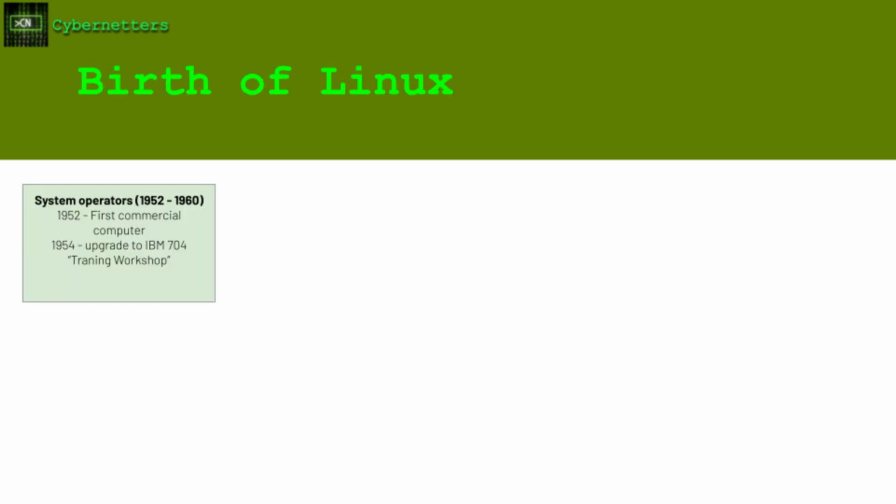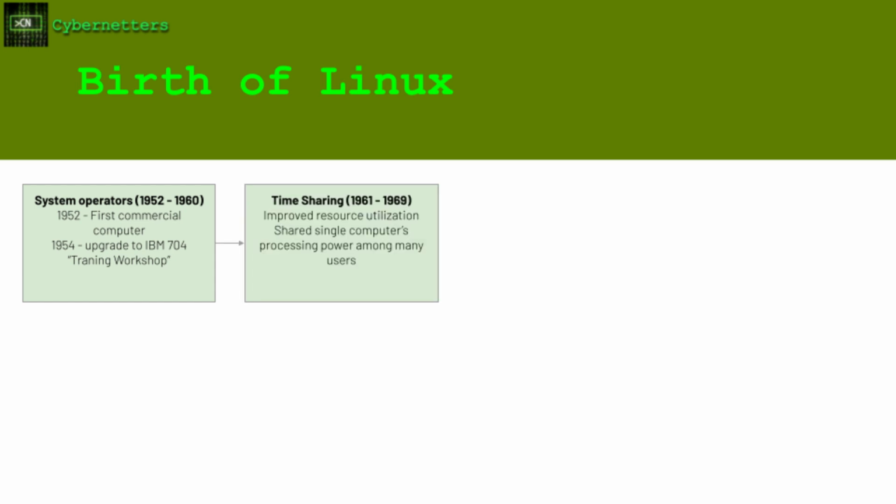Let's talk about the birth of Linux, which is deeply connected to the evolution of computing and Unix. So let's take a quick journey through history and see how it got here. It all started with the system operators in the 1950s, which managed the first commercial computers. As computing advanced, we saw the rise of time-sharing systems in the 1960s, and time-sharing systems allowed multiple users to share a single computer's processing power efficiently.